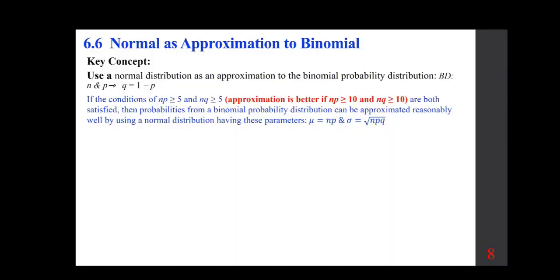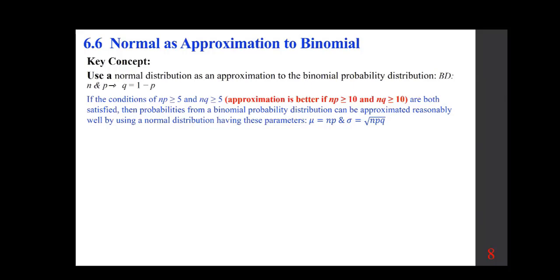You're looking at normal as approximation to binomial distribution. So we use a normal distribution as an approximation to binomial distribution. ND for normal, BD for binomial. And when you're dealing with the binomial distribution, you know that you have to come up with n and p, and q can be calculated.